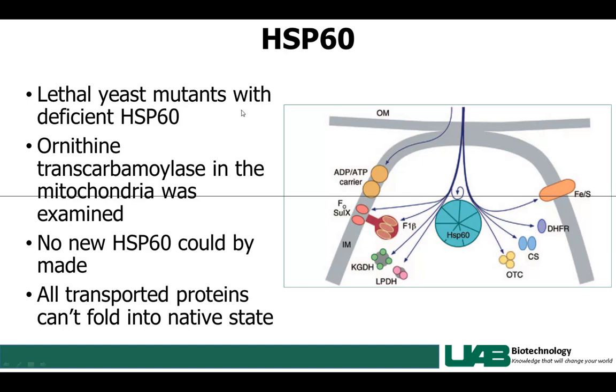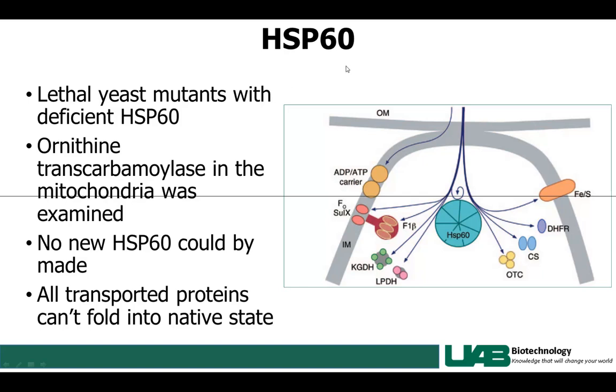Dr. Horowitz's group at the Yale School of Medicine has done a lot of work on the role of heat shock protein 60, and we're going to look at the function of this heat shock protein. It turns out that when they generated some lethal yeast mutants that are temperature sensitive, and looked at the proteins in the mitochondria of these mutants, these proteins had a hard time folding into their three-dimensional structure. And so they began to wonder, what is keeping them from folding into their three-dimensional structure?